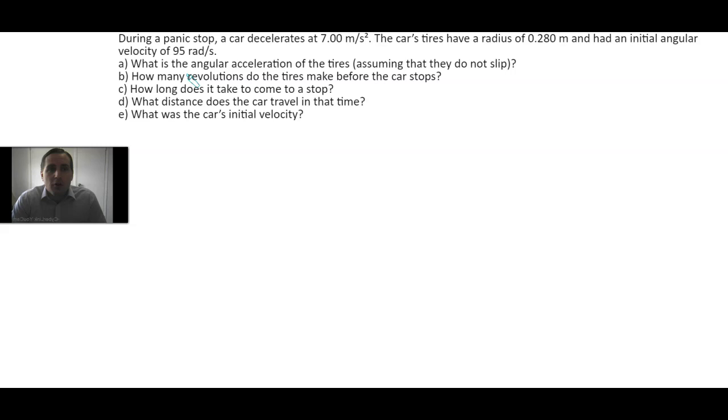I would like to perform an example problem where we are using rotational kinematics but also relating them back to linear kinematics. This will be a car during a panic stop, so the rotational kinematics will be observed about the tire. So let's read. During a panic stop, a car decelerates at 7.00 meters per second squared. The car's tires have a radius of 0.280 meters and had an initial velocity of 95 radians per second.